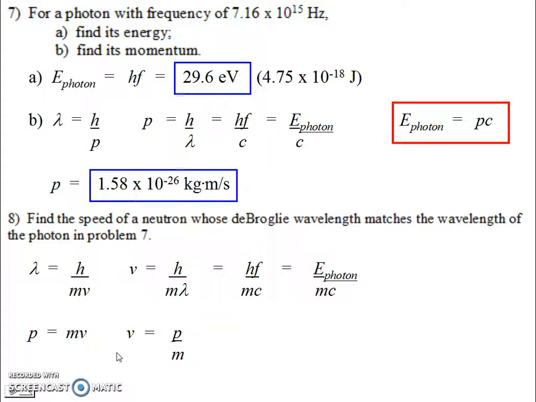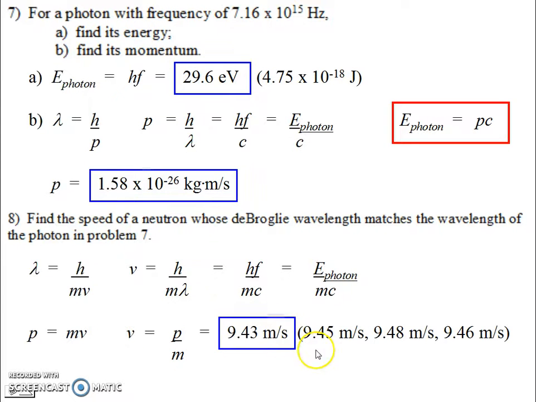From here on out, it depends on which value of mass you use, whether you use the 1.67 or 1.675, which, we have a 4 sig fig version, so we might get a slightly different range of values. So if you use this, you'll get 9.43 meters per second. However, with different combinations of the equations or different combinations of the mass, you might get 9.45, 9.48, 9.46. As long as you're getting one of those, you're doing everything just fine.